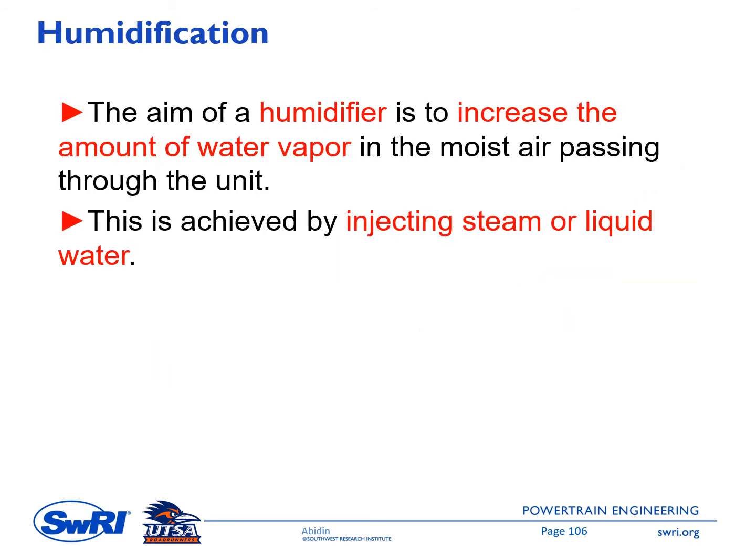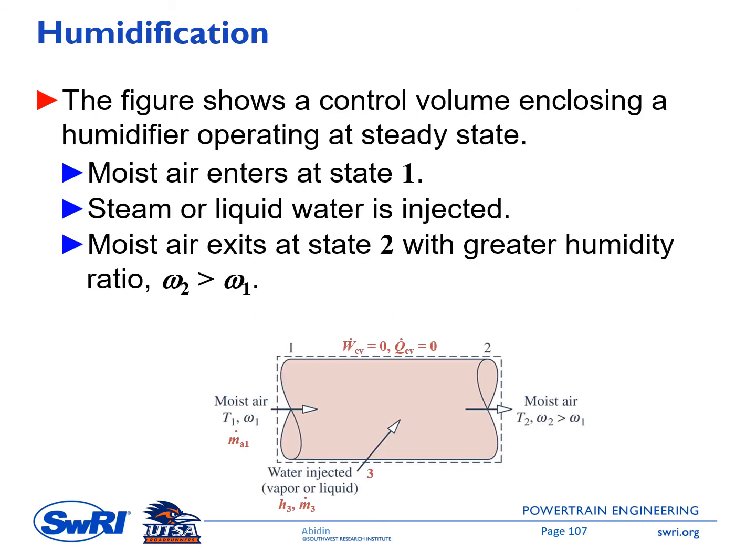The next one is humidification. The aim is to increase the amount of water vapor in the moist air passing through the unit. So this is the reverse of dehumidification, and it is achieved by injecting steam or liquid water. Below is the schematic. Moist air enters at state 1, and then steam or liquid water is injected here, and the moist air exits at state 3 with a greater humidity ratio.